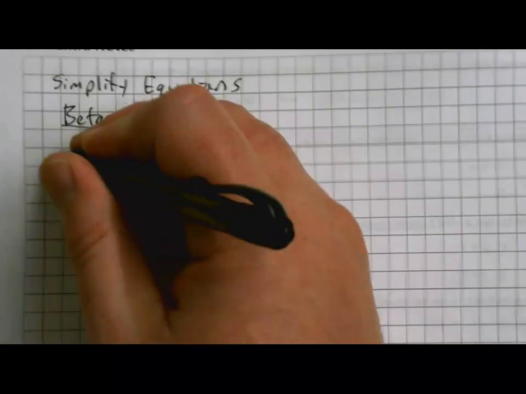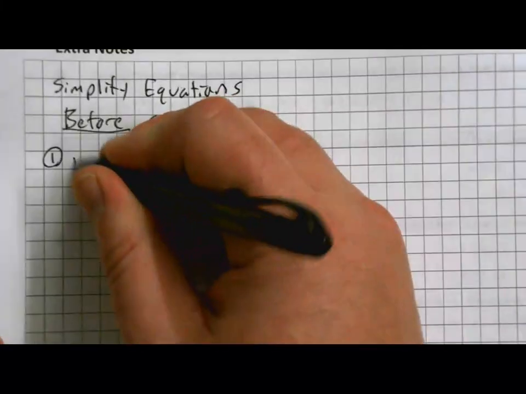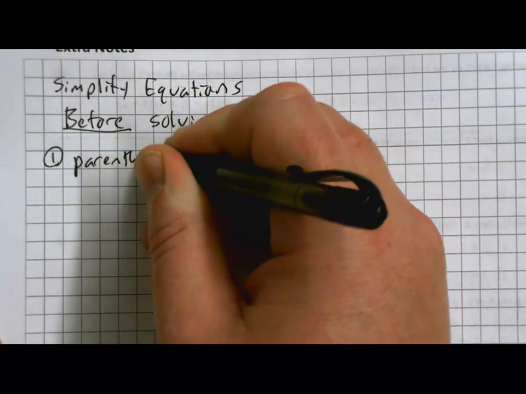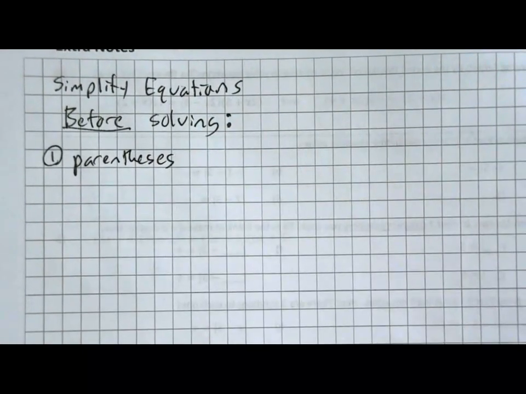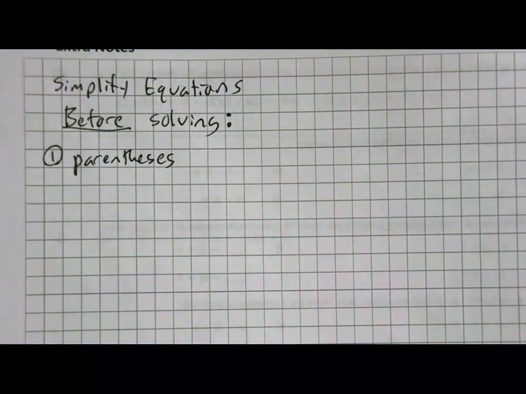All right, number 1 is parentheses. We want to deal with parentheses first. We want to get rid of them. So anytime we see an equation from here on out with parentheses, that is your first move. Make those parentheses go away. Find a way to simplify and get rid of those parentheses.